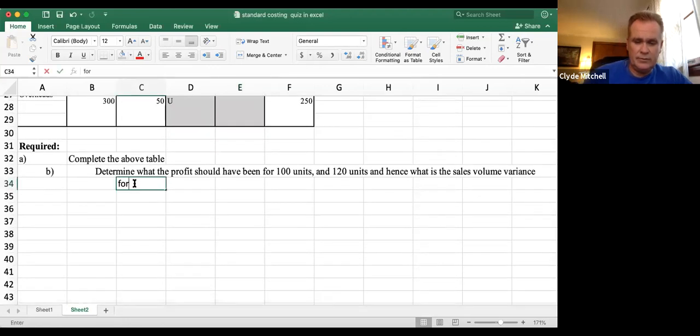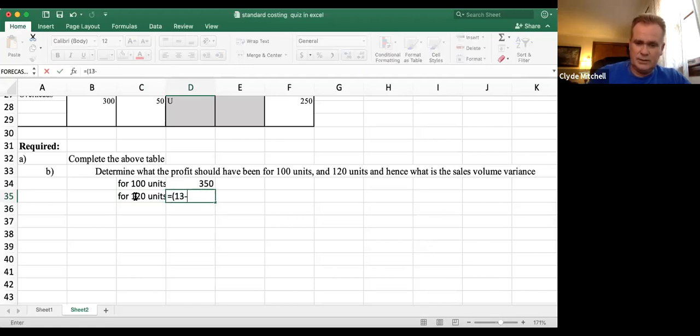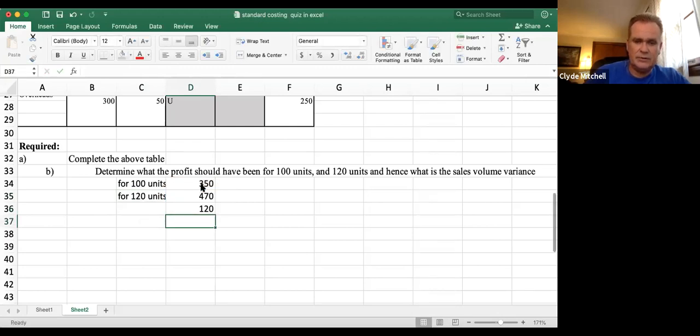So for 100, the profit should be, equals 13 minus 7 times 100 minus 250. And that's 350. And for 120 units, same idea. We're going to go equals 13 minus 7 multiplied by 120 minus 250 as your fixed costs. And so the difference is going to be an extra $120.